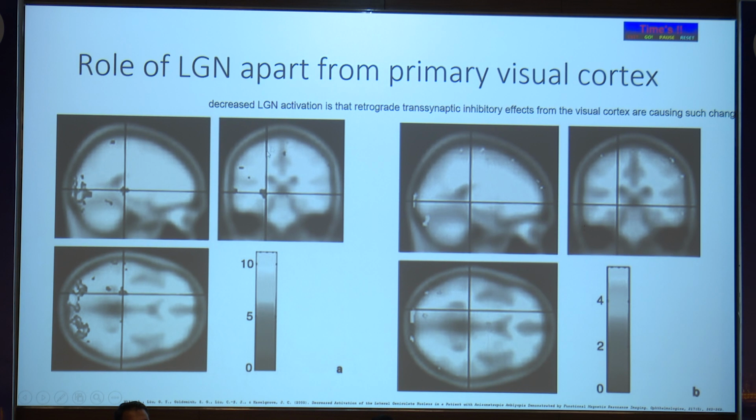Then they identified there is a role of the lateral geniculate nucleus apart from the primary visual cortex. Here you can see a normal eye and an amblyopic eye. There is normal activity, but when he is fixing with the amblyopic eye, there is a decrease in activity, probably because the LGN is not getting activated.